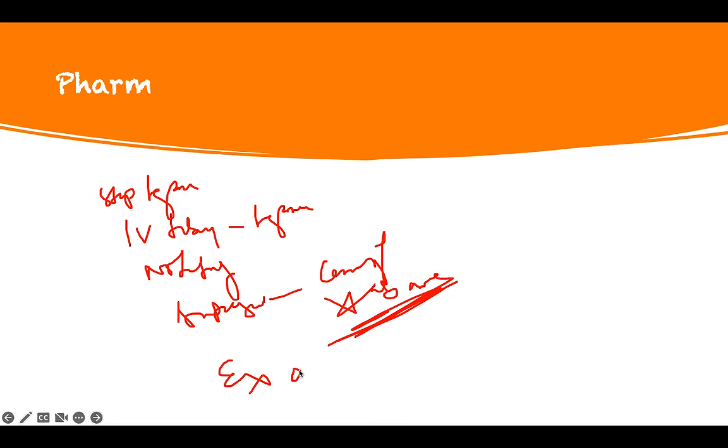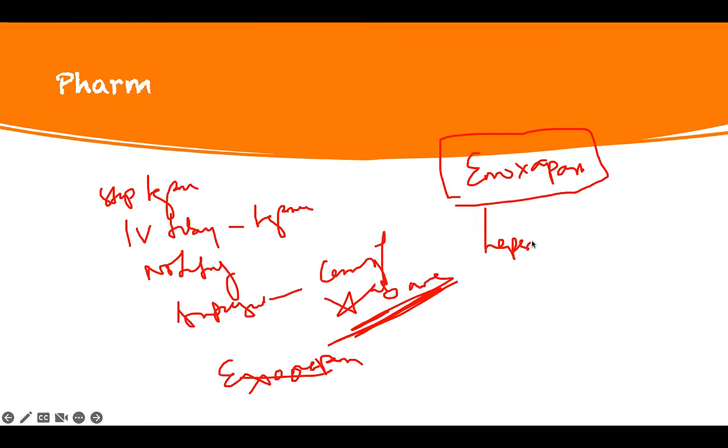Okay, it's a trap. Because it's a low molecular weight heparin. It's still a heparin. It's usually given sub-Q. That's the only difference. So if you choose it as the next one, no. We're not going to give you Lovenox, which is enoxaparin. It's still a heparin, so we don't give it to you.